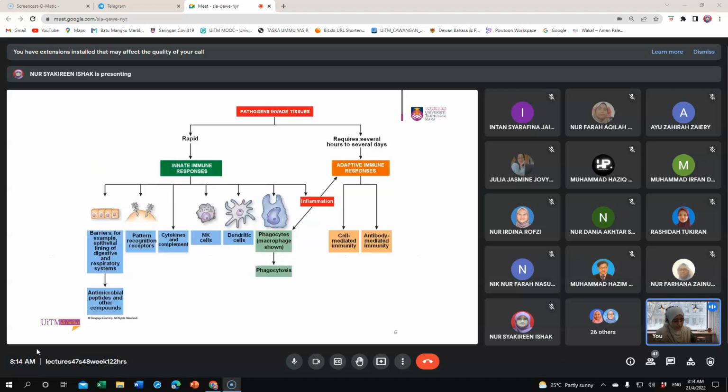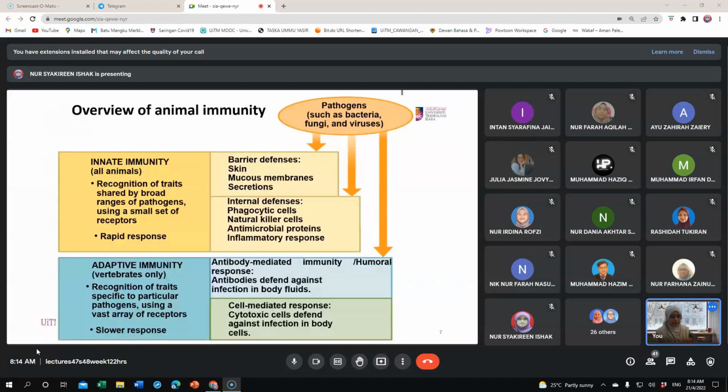So let's look at this diagram. I've gone through this diagram also, where the animal immune system consists of three lines of defense, which is the innate immunity.